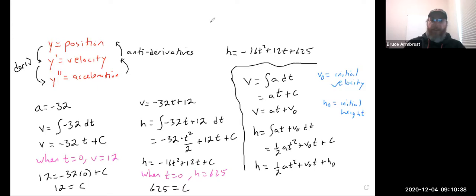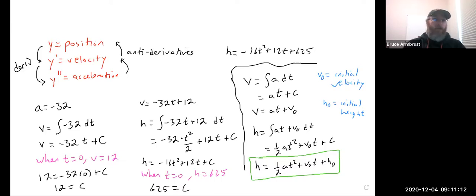And check this out. If you see this formula right here, you have now done every single constant acceleration problem. I don't know if you realize the power of that, but if that acceleration is not 32, but whatever, you just plug it into that formula, get your initial velocity, your initial position, and you're done.